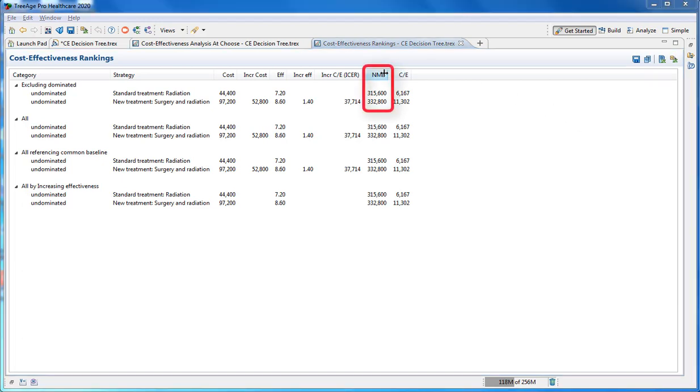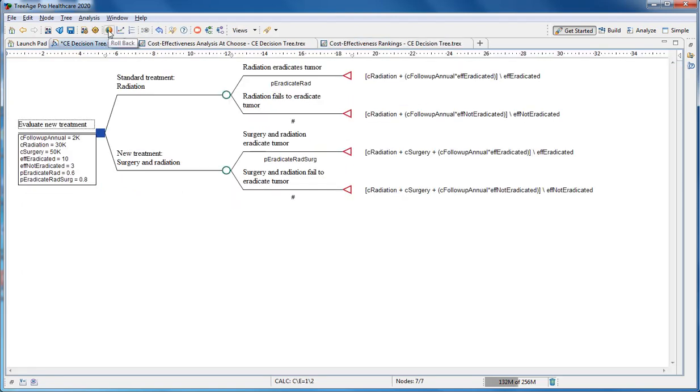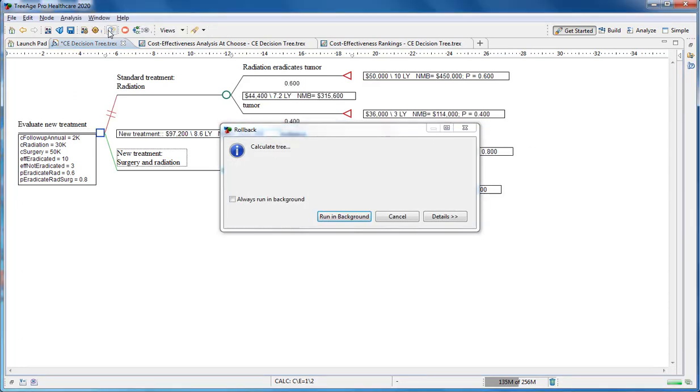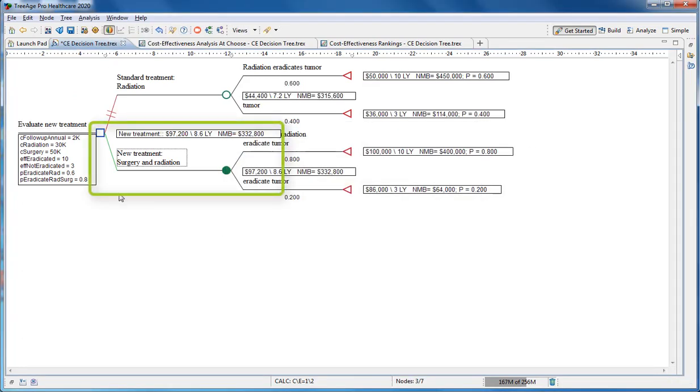TreeAge Pro supports using net monetary benefits to choose the optimal strategy. Given a fixed willingness to pay, the strategy with the highest net monetary benefit value is the most cost-effective. This always gives the same optimal strategy as comparing the ISA to the willingness to pay. When we roll back the model, the optimal strategy based on the net monetary benefit is highlighted with a green line, while the other strategies are rejected with red lines.